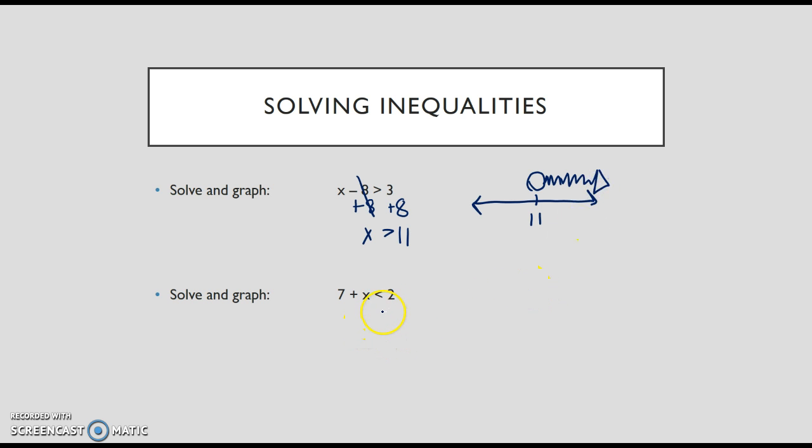7 plus x is less than 2. This is a positive 7. To get rid of that, I subtract it from both sides. That cancels, so I'm left with x is less than negative 5. Go to my number line, put my negative 5. I'm going to use an open circle again because it's just less than, and I'm going to shade to the left. I want everything that's less than negative 5.